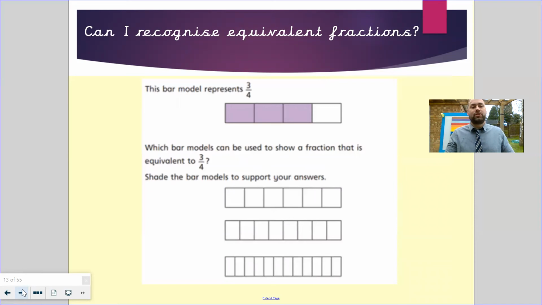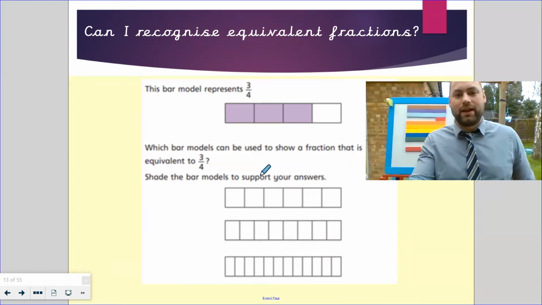Okay, the final question. This bar model represents 3/4, so that's 3/4. Which bar models represent 3/4 at the bottom to show the equivalence? So what are you going to do? You're going to get your 3/4 ready like this. Then let's make that a bit bigger so you can see how I do it.